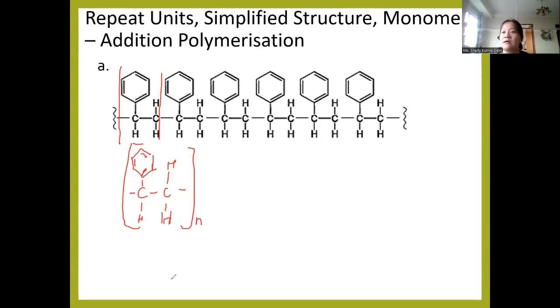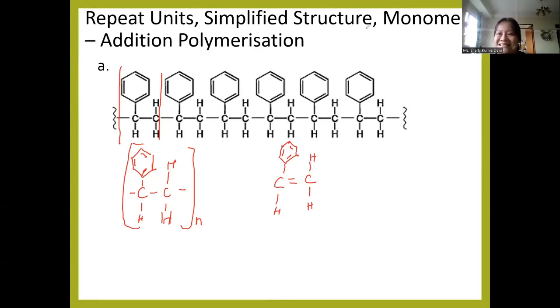Okay, how about the monomer? The monomer is this one. Remember, the monomer should have a double bond. So therefore, the monomer. Why do I not put N here? Because the monomer is already complete, right? For carbon, for HC. Okay, this is for the polystyrene.